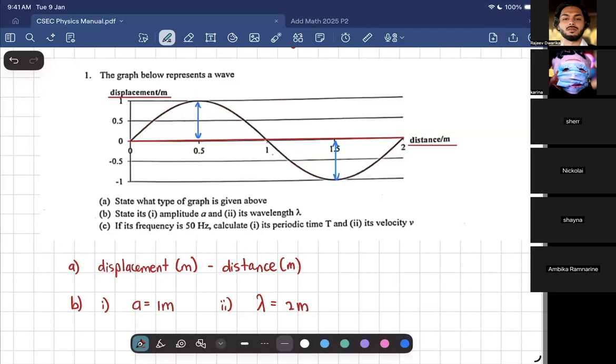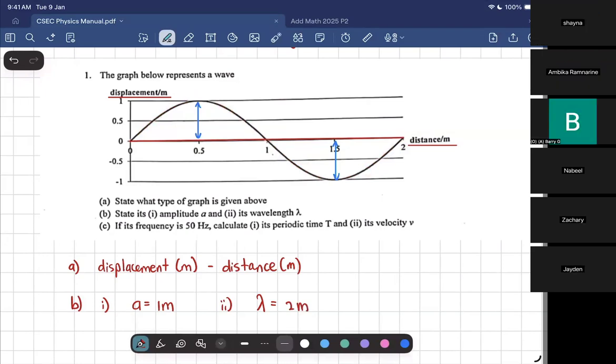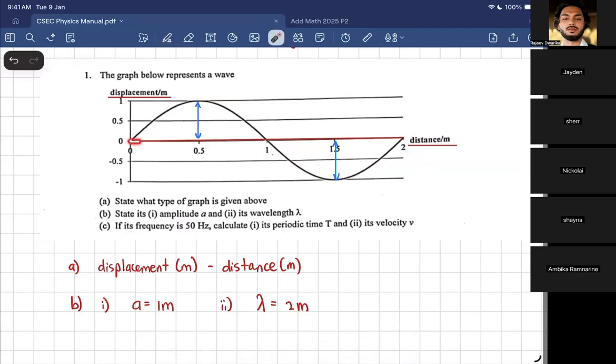So now, do you understand that the wavelength is literally just the length of the wave? Ambika, do you understand that wavelength is just the length of the wave? Right. And in this case, the length of the wave for one full oscillation is 2 meters. So my wavelength is 2 meters.